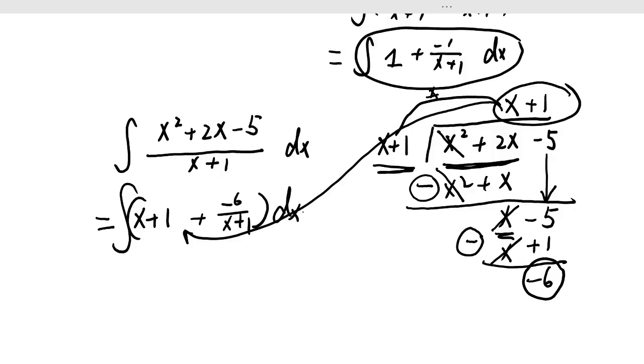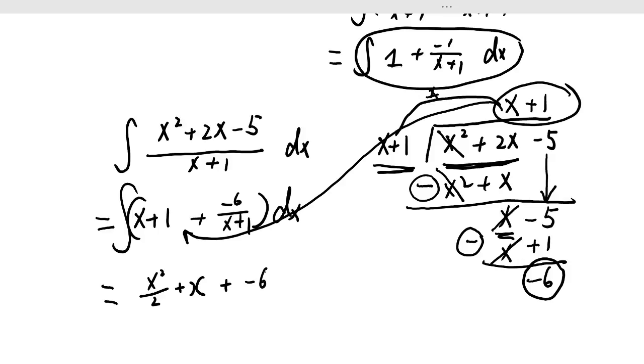Now let's look again at our division. After our division, the problem is very easy to solve, because it's very easy to integrate the first part, x plus 1. That's going to be x squared divided by 2, plus x, plus the integration of negative 6 over x plus 1. That's a very basic rational function.